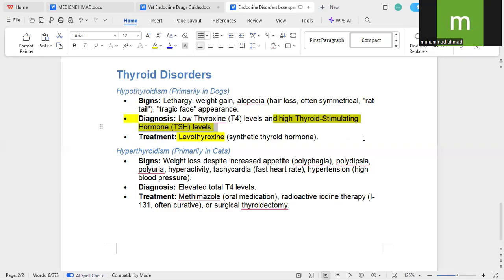Serum total T4 includes the free T4 in the plasma and the protein-bound T4. So we have to go for the total serum T4, but total T4 is the confirmatory test. Treatment is methimazole or radioactive treatment. This is important: methimazole is not a definitive treatment.